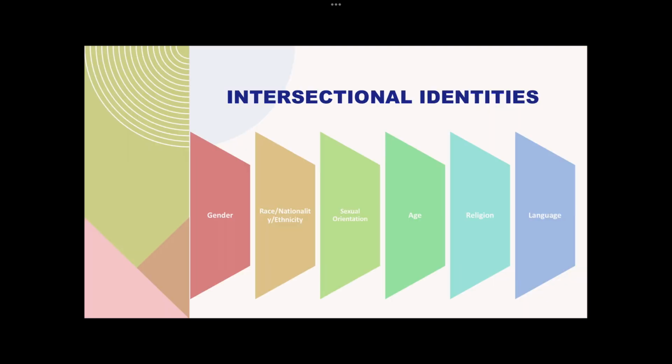This image lists 6 main parts of a person's identity. Although there are more than these 6, these represent the main ways that someone can identify themselves, which being gender, race, nationality, and or ethnicity, sexual orientation, age, religion, and language.